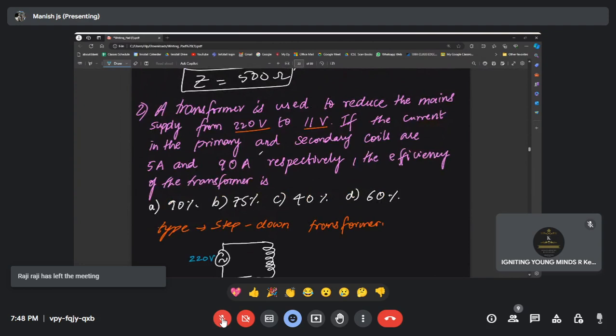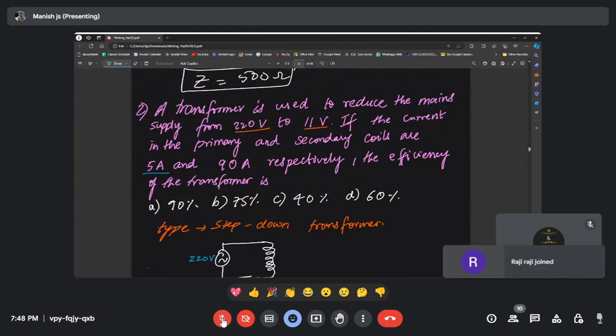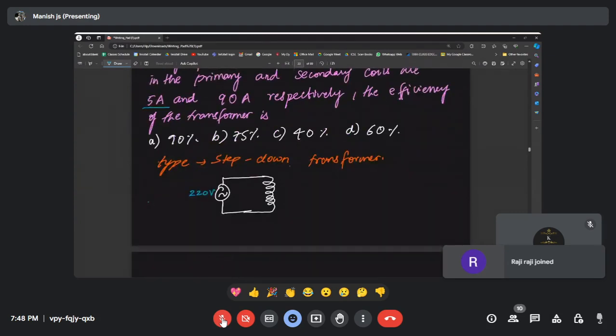They have given you one more piece of information. The primary coil current is also given in the question as 5 amperes. So I will write next to the primary coil the current as 5 amperes. You can also put the symbol for primary current and write it. So the current in the primary we can write as IP, which is 5 amperes.